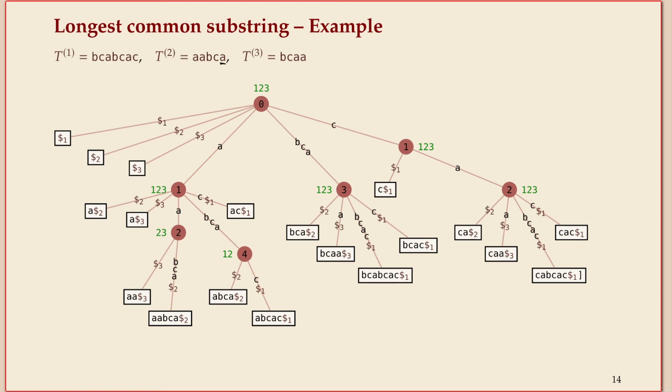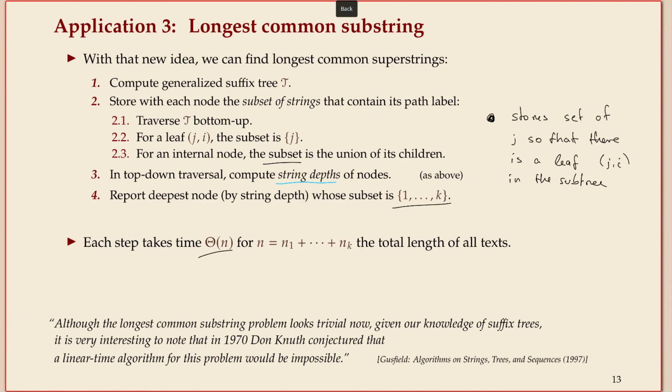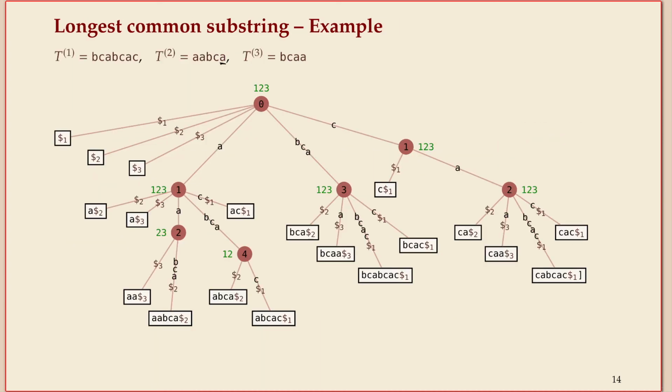And what you see in green, these are these subsets. The nodes store these subsets in green. That is simply what indices of dollars do I have below me. This node has only $2 and $1, so it stores 1, 2. This node has $2, $3, and $1, so it stores all 3. And so on for all the others.